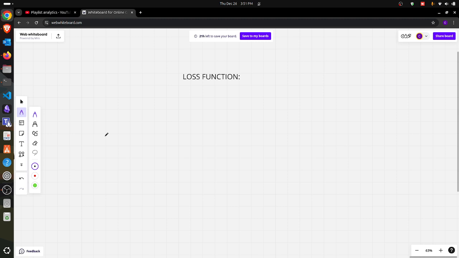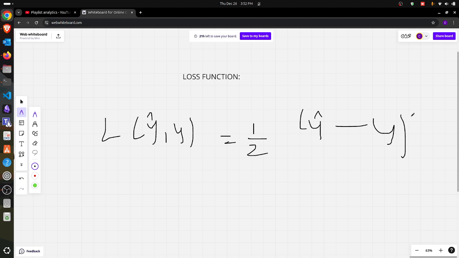The loss function is basically telling how well your algorithm is doing. So we are going to define the loss function of y hat and y, where the algorithm outputs y hat and the true label is y. It is the square error, or the one half square error: y hat minus y, squared.